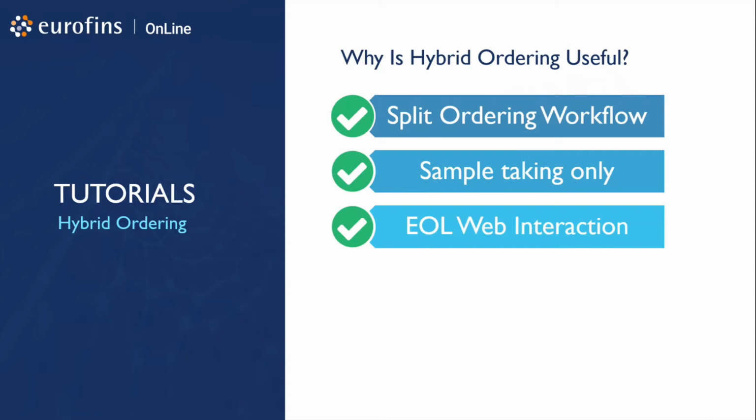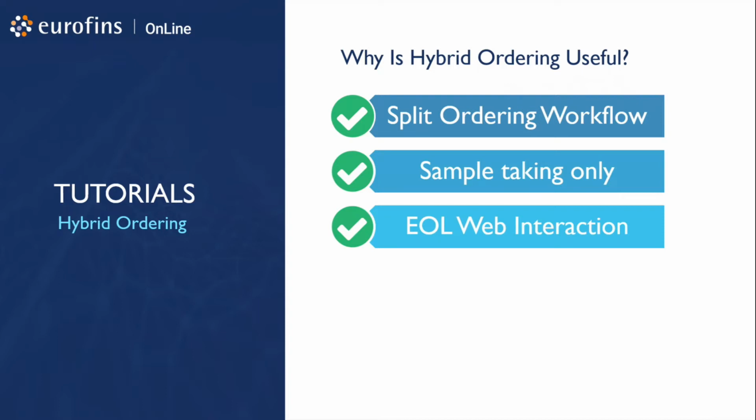On the other hand, the sample taker might be the person who selects the analysis, but they might not know it for each sample at the time, or they might want to just collect samples and worry about analysis selection and order fulfillment later. So this again will allow them to do that. They will be able to record the sample details, start the order, save it as a hybrid order, and then complete it when they get back to the office through EOL Web.